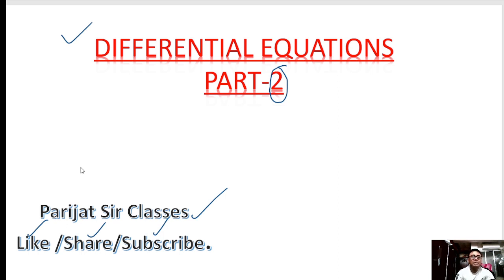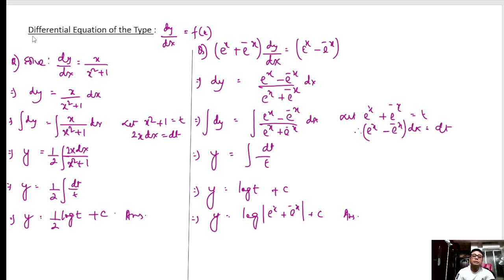So without wasting time, let us move ahead with the differential equations part 2. The first type is how to solve differential equations. See, first of all, this is a differential equation, and how to solve this? The main target will be to separate the x and the y part. So please see here, this is how we separated the y part and the x part.